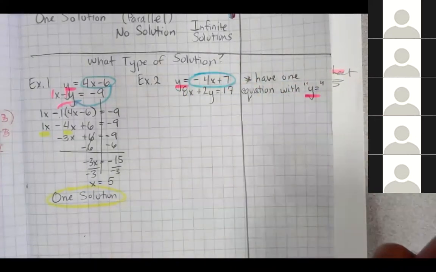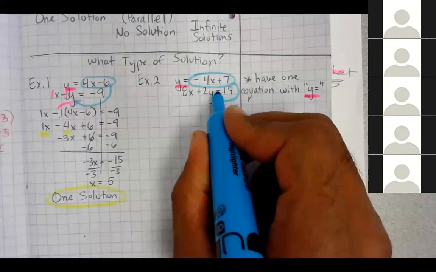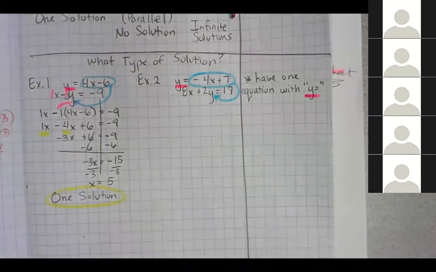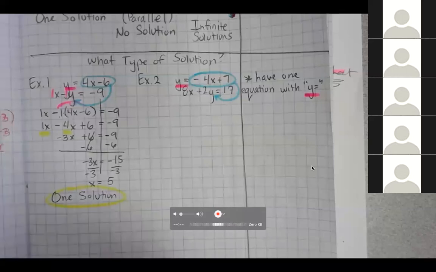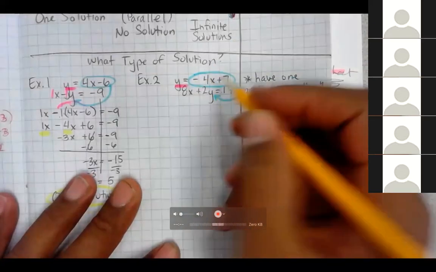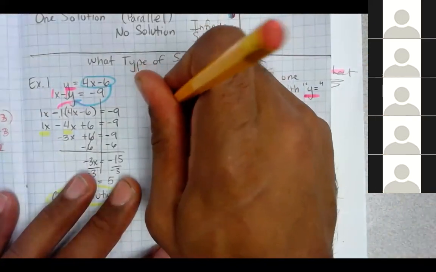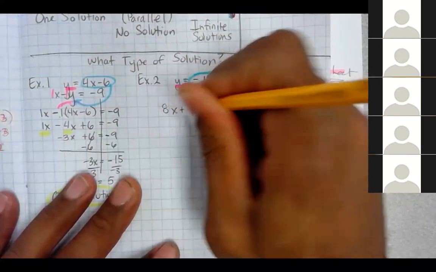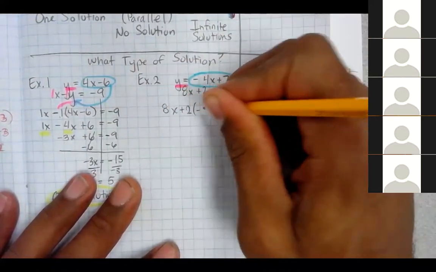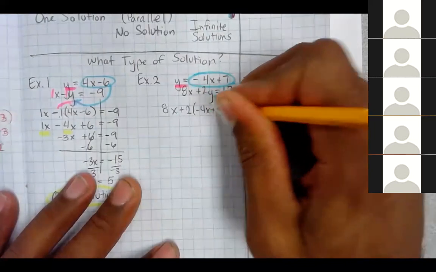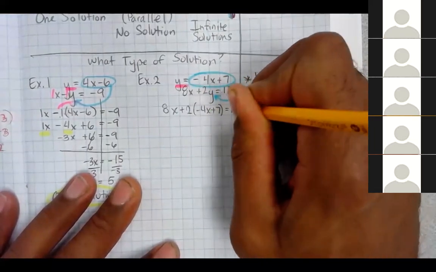So circle that one. I'm going to plug it in here. I'm actually going to pause for recording again. So now we're going to plug in that equation. So now 8x plus 2 times negative 4x plus 7 equals 17.